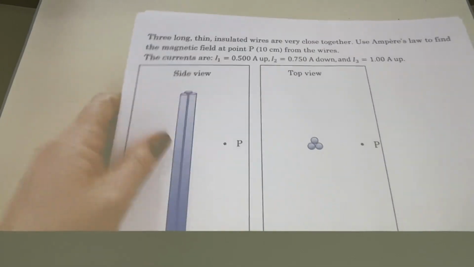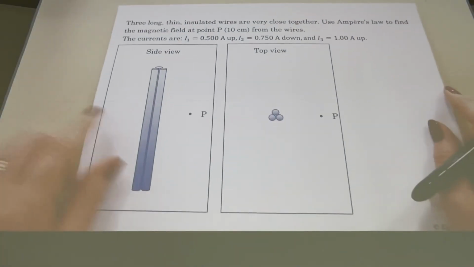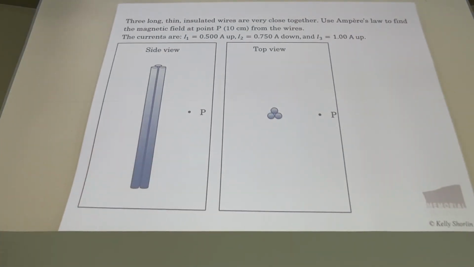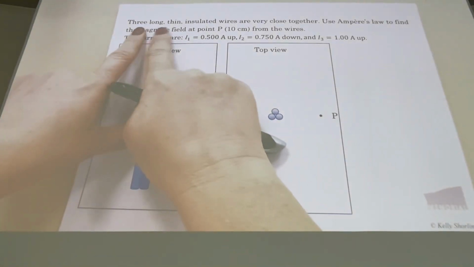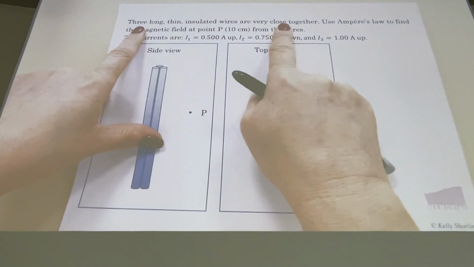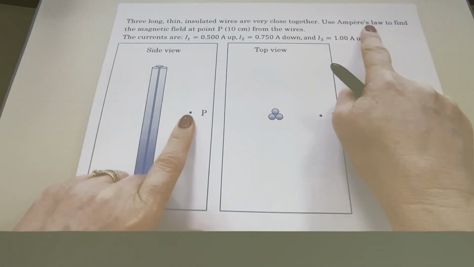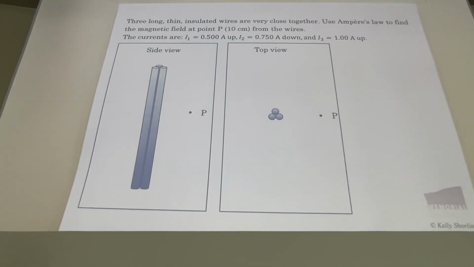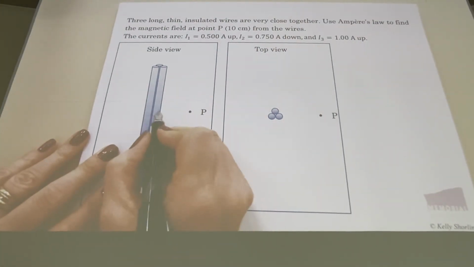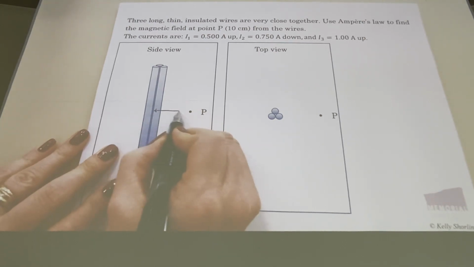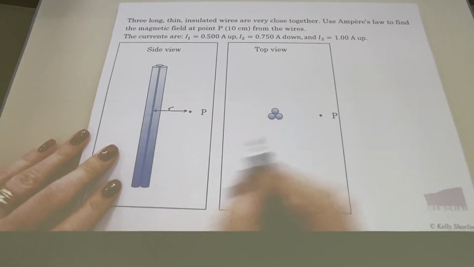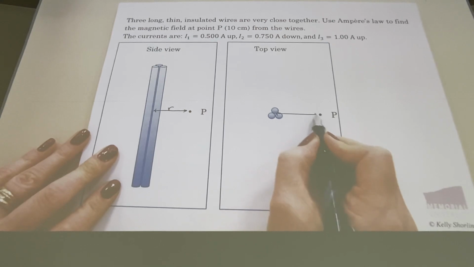So in our next example, and this is the sort of thing you can certainly have happen. Lots of wires are braided wires, so there's little bits of wire all coming together. 3 long, thin, insulated wires are very close together. Use Ampere's law to find the magnetic field at a point P, which is 10 centimeters from the center of that wire. So in our problem, whether we take a side view or a top view, the distance between the wire and our point is 10 centimeters.